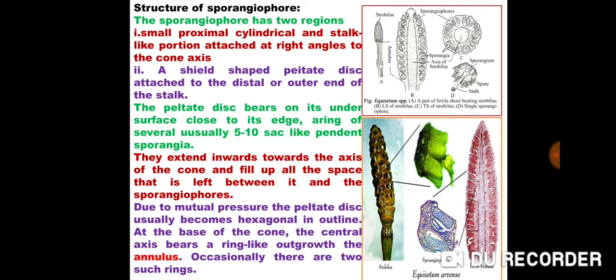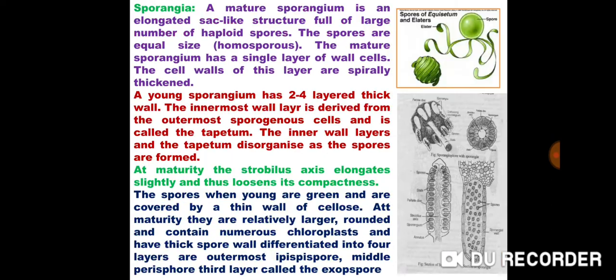Due to mutual pressure, the peltate disc usually becomes hexagonal in outline. At the base of the cone, the central axis bears a ring-like outgrowth, the annulus. Occasionally, there are two such rings. Then we discuss sporangia.